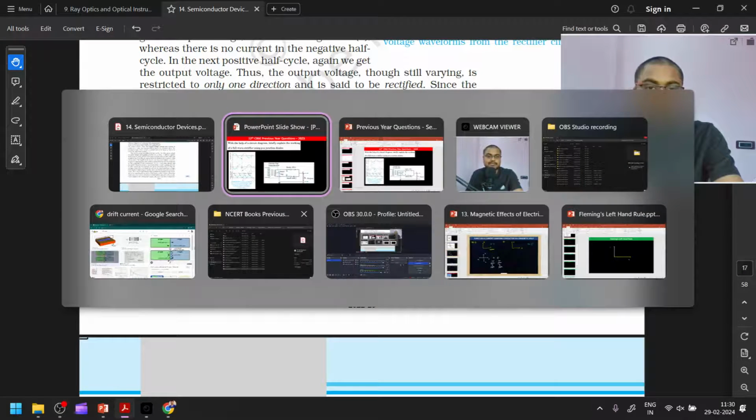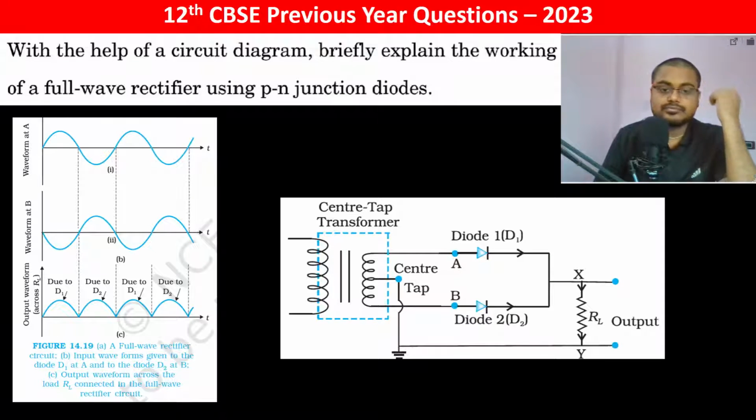So let us understand this by this diagram. So this is a center tap transformer, means ki yahan se bhi hum log jo hai circuit nikal liye. Ab dekhiye dhyan se kya hoga ki because this is AC, so sometimes it's going to be positive, sometimes going to be negative, and sometimes this is negative and sometimes this is positive. So we'll see first when it is positive this side. So when it is positive this side, this is positive, this is negative.